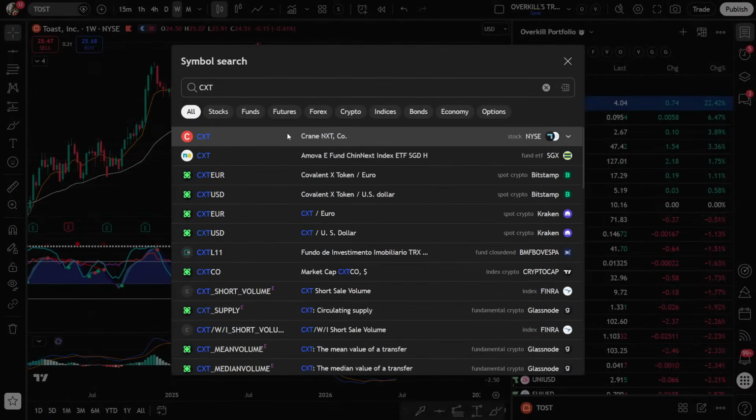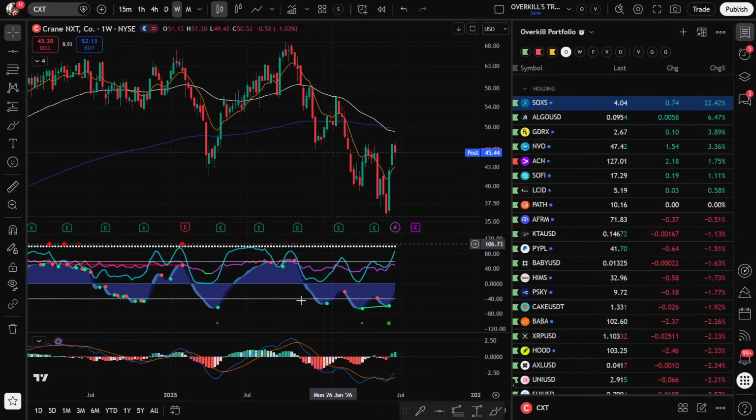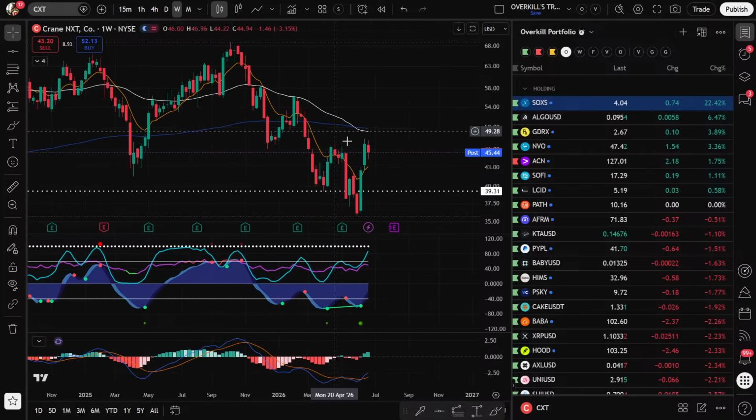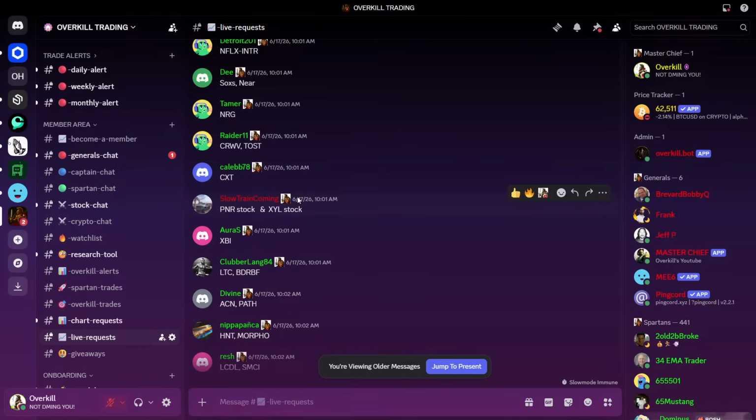CXT. CXT got the signal down here at around 37 to 40. It's sitting at 45. So again, your stop loss should be probably right there at around 39. That's just the low from right here. Up above 39, it looks pretty good. Nothing to worry about unless you get a red dot.